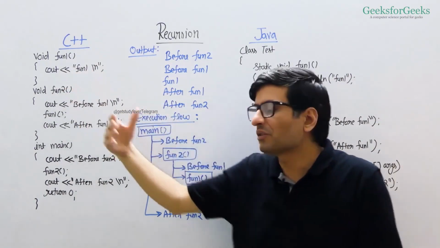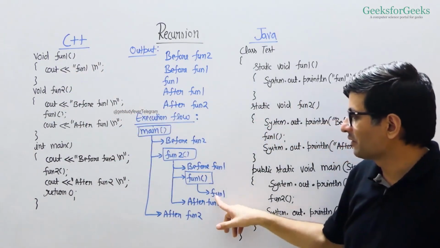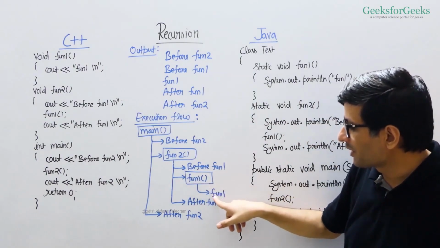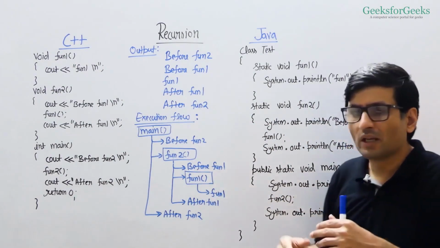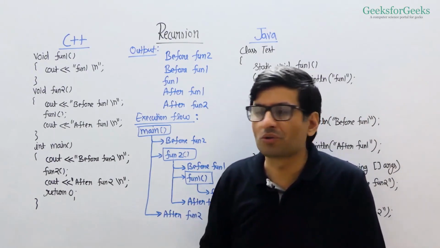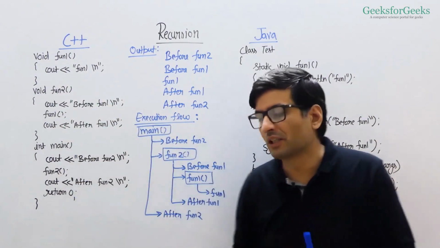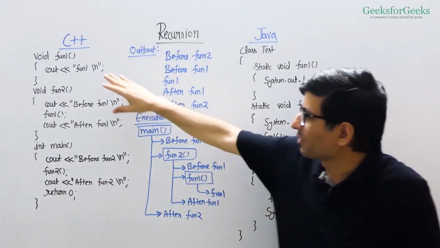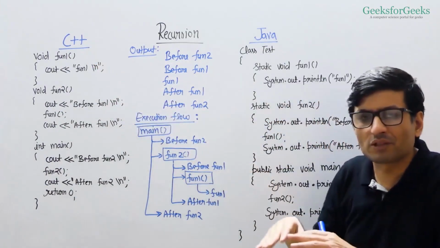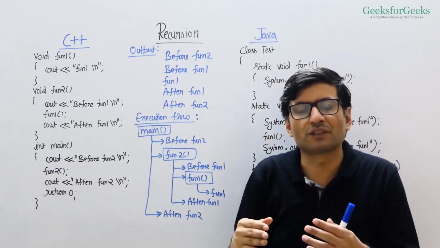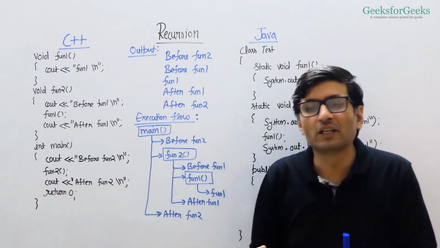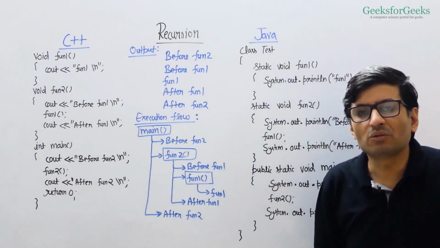And what does this line do? It prints fun1 on the screen. And fun1 has nothing more to do. It's not making any function call, not doing anything else. It's just printing fun1. So whatever it is doing, all that is done, and once fun1 finishes its execution, once it executes its last line, the control is given back to fun2.